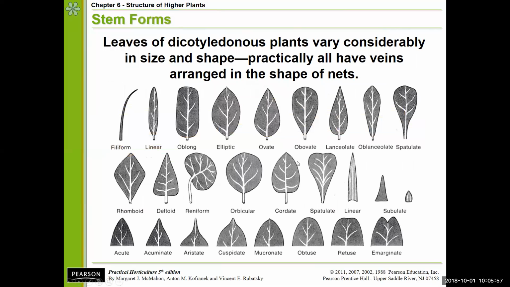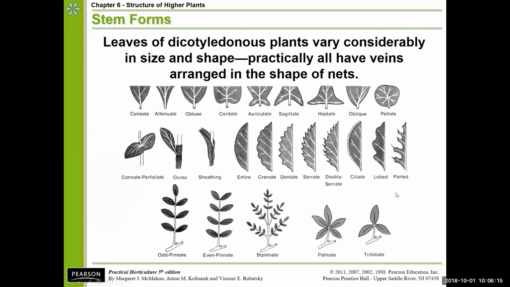But here we're looking at dicots, except for this one linear leaf. That's a monocot, or maybe the subulate too, because you can see the parallel veination. Here's the net veination. You have one midrib and then other ribs, veins coming off of that main leaf. Many different sizes and shapes, and this is really important for helping to identify plants, how the leaves are arranged and what their sizes and shapes are. So I'd encourage you guys to look through that.